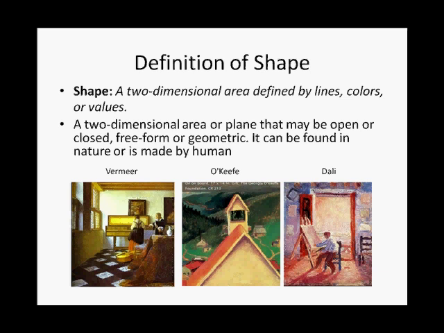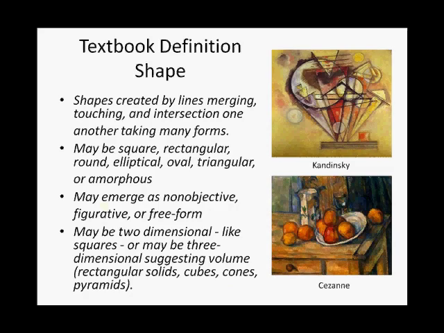I've used Vermeer as a great example of an early Renaissance painter who uses shape in the floor, the angles, the perspective, the harpsichord in the background, the paintings. Georgia O'Keeffe with her triangular shapes, the bell tower, the roof line. Dali and the rectangular shapes of the doorway, the easel, even shapes in the background.